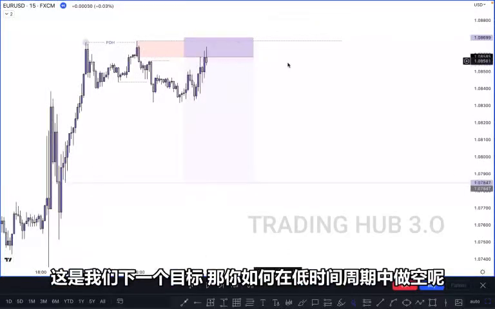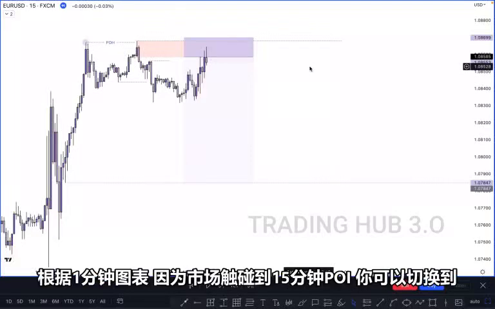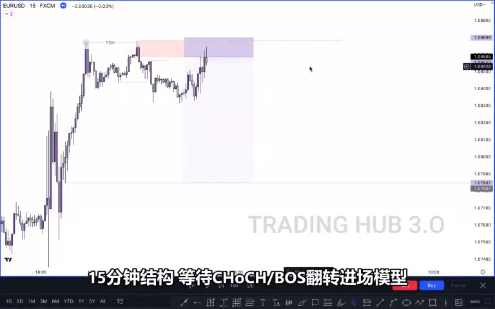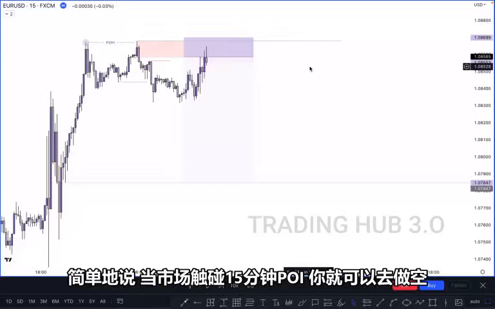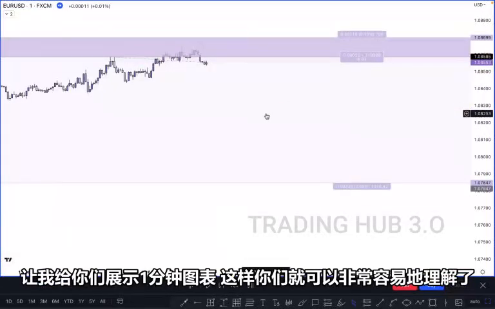And how can you sell here in a lower time frame? This one is based on the 15-minute structure, but if you are looking to sell as per the 1-minute chart, because the market tapped your 15-minute POI, you can simply switch to the 1-minute structure and wait for CHoCH, BOS or flip entry model. Simply, you can sell when the market taps the 15-minute POI. So let me show you exactly in the 1-minute chart, then you can understand very easily.